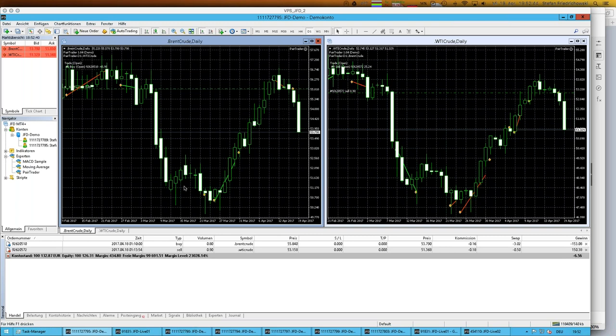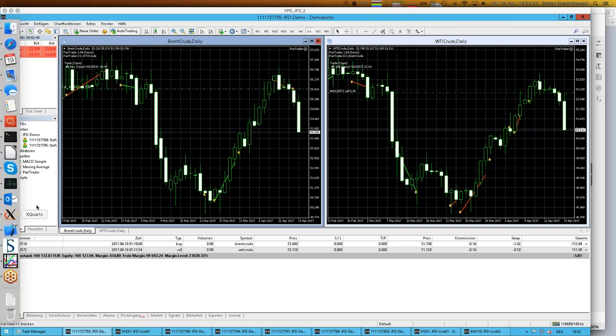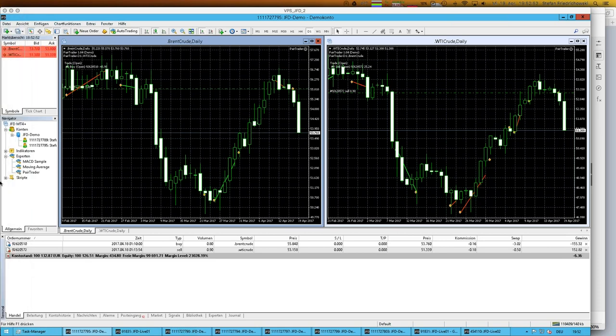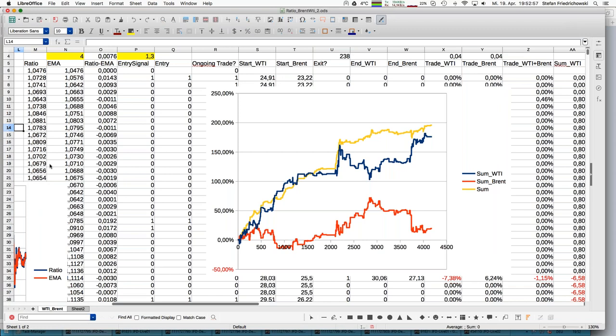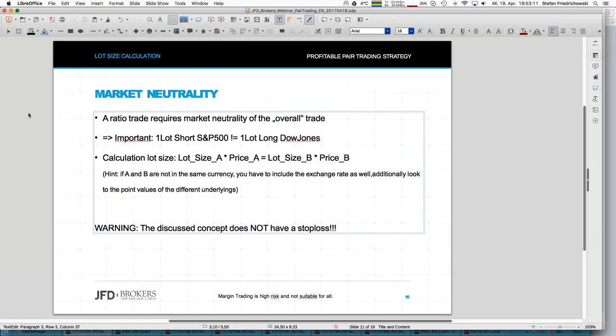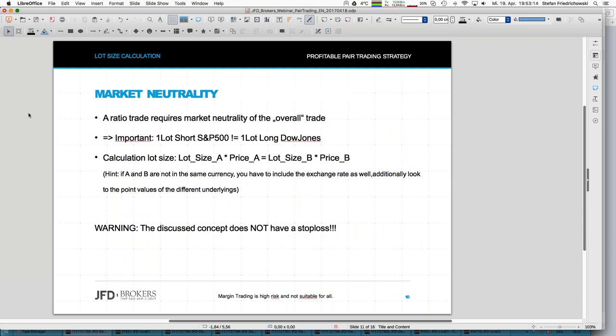So that's the logic behind it, and you can see it's nearly ready to be traded automatically. The logic is exactly what we found here in the Excel sheet, but I want the trading activities to be done by an expert advisor finally, and therefore that test phase in a demo account. I promised you that that is not the only example.